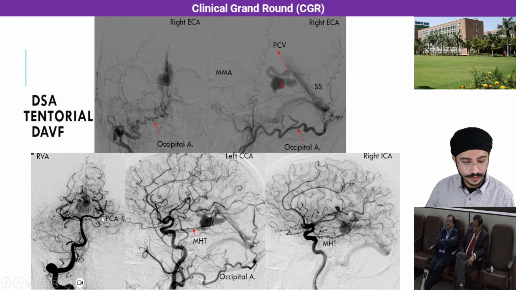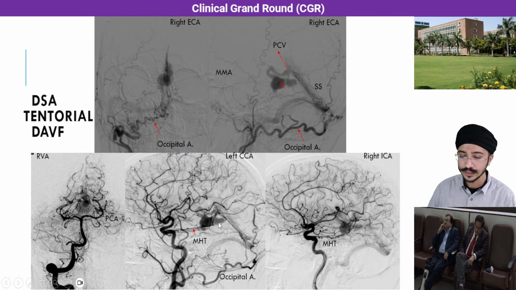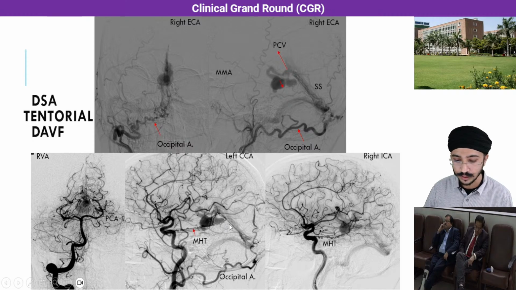There are feeders from the meningeal branches of the PCA on the RVA runs, as well as feeders from the left occipital artery and meningohypophyseal trunk, which are draining here. We can also appreciate the venous ectasia here, so classifying it as a type 4 Cognard type. There are also feeders from the right ACA. The meningohypophyseal trunk is also supplying this fistula on the right side.